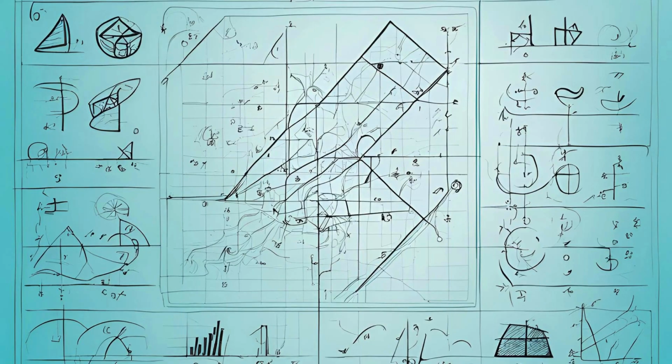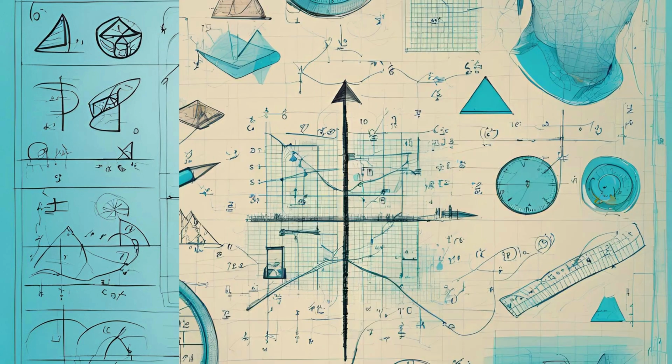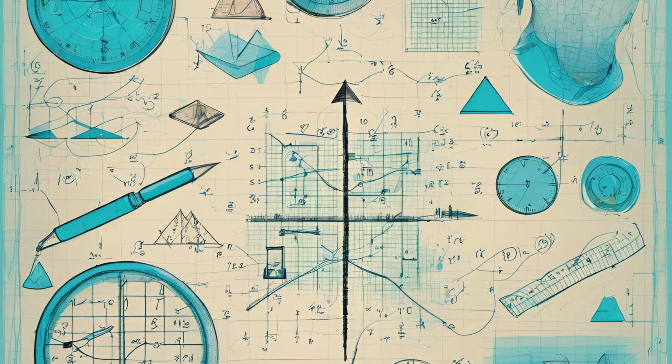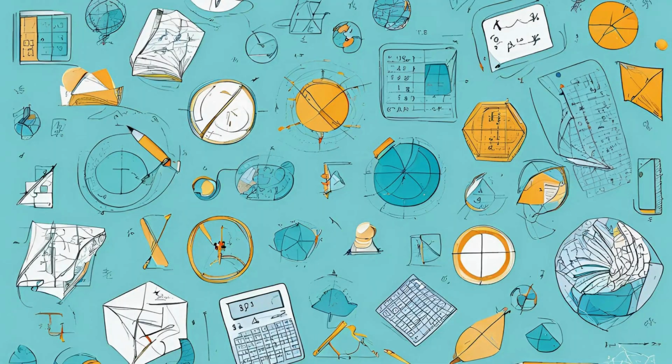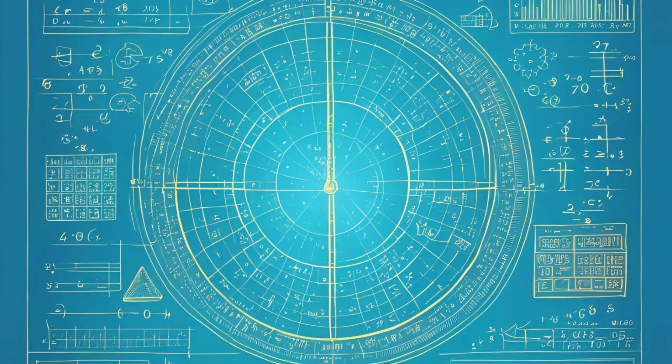Next question. What is the perimeter of a rectangle with a length of 8 centimeters and a width of 5 centimeters? Okay, so we need to add up the lengths of all 4 sides. So 8 centimeters plus 5 centimeters plus 8 centimeters plus 5 centimeters, which equals 26 centimeters. 26 centimeters, exactly.